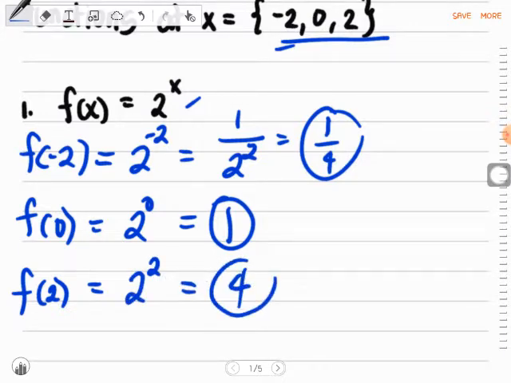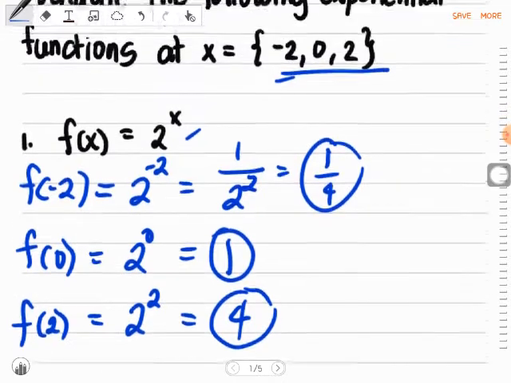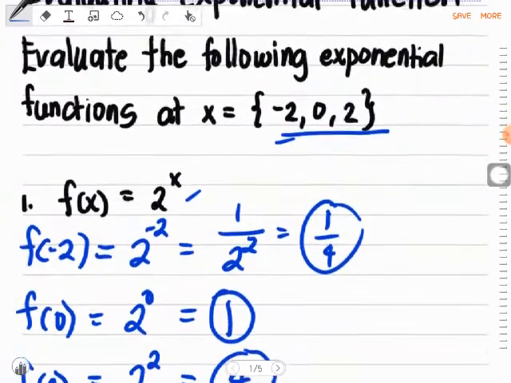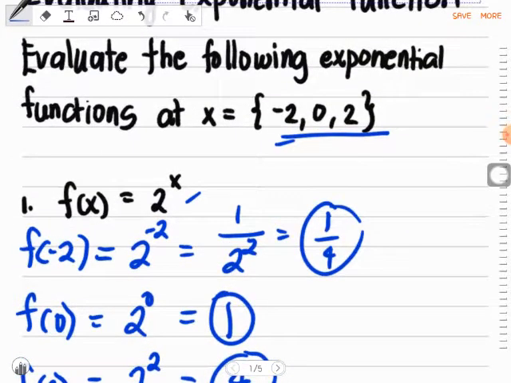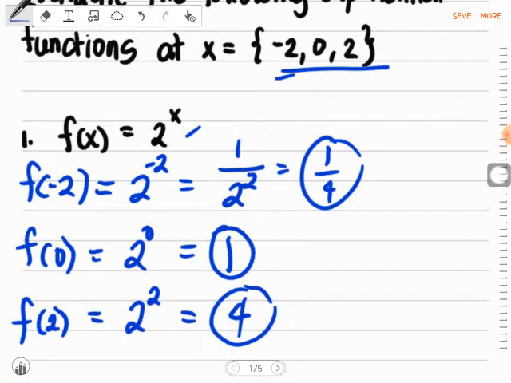This is very important to learn, how to evaluate exponential functions, because we will use this in graphing exponential functions. Okay? So we're done with number 1, using the values of x, negative 2, 0, and 2. So we have 1/4, 1, and 4 as our answers.